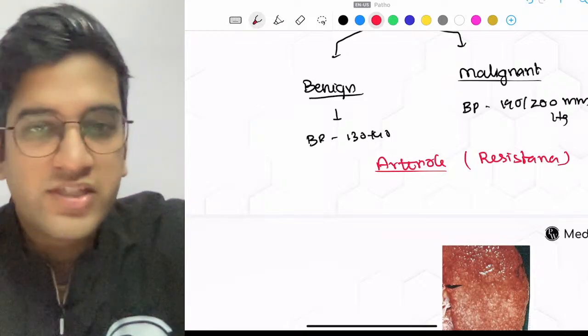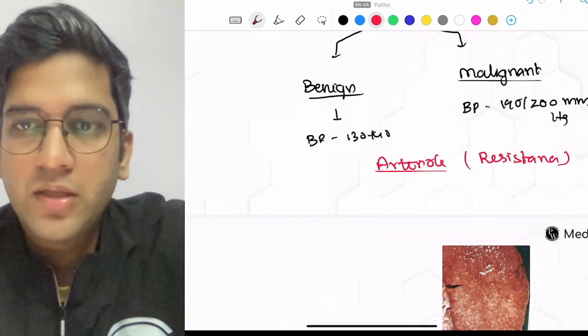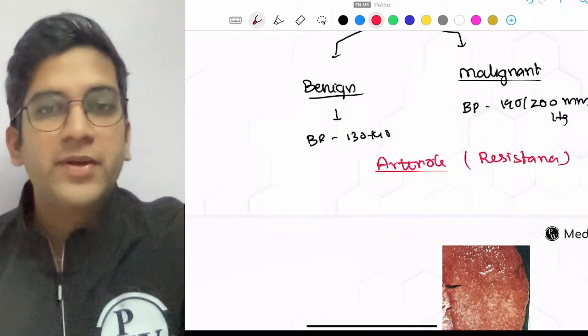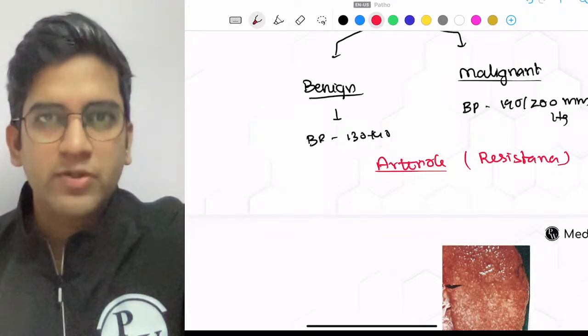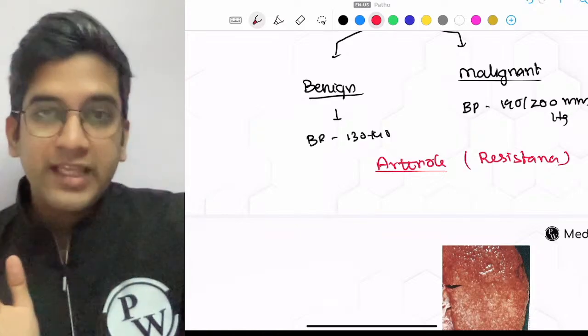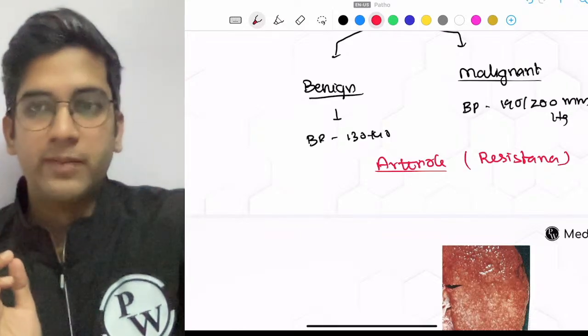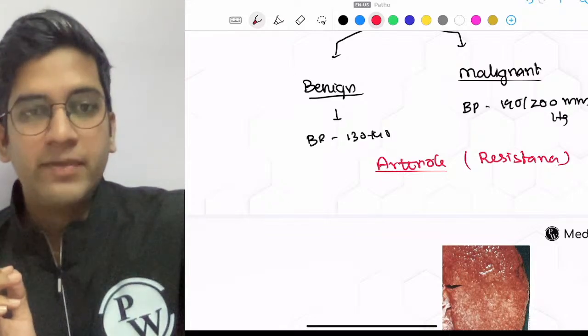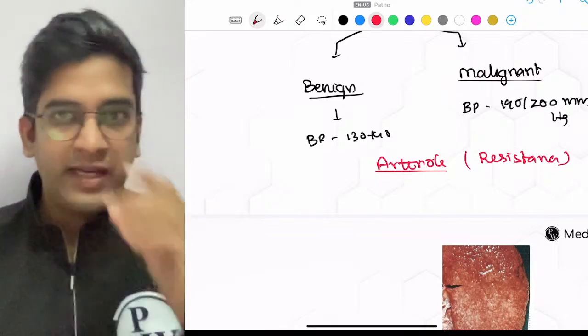Fine, they are also called resistance vessels. So when I have resistance vessels, these are the ones which will be predominantly affected in hypertension because they are resistance vessels, right? They are the ones which provide the total peripheral resistance, and they will be the ones maximally affected in hypertension, right? So if we take that, let's see what will happen in benign hypertension and then we'll see what will happen in malignant hypertension.